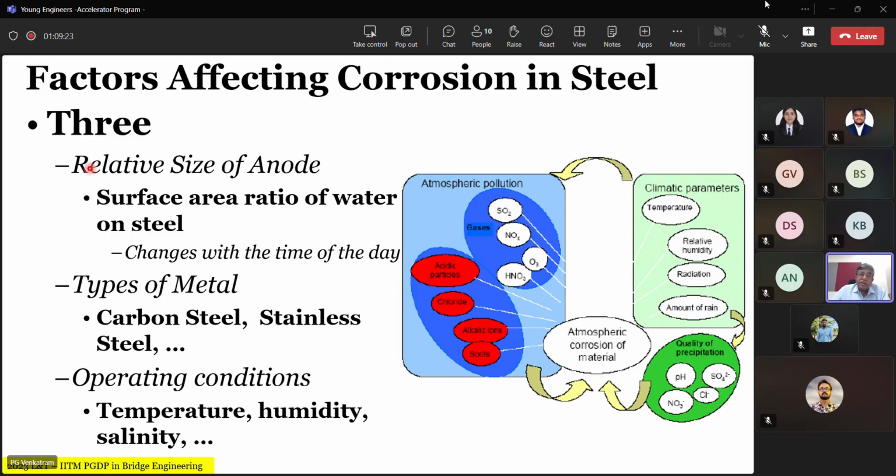Then the next one is material, which is the types of metal, carbon steel, stainless steel, etc. And then you have the operating conditions such as temperature, humidity, which is what we call as environment. All these three aspects affect the rate at which the corrosion takes place.